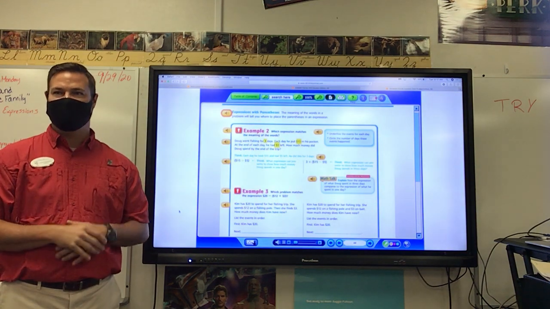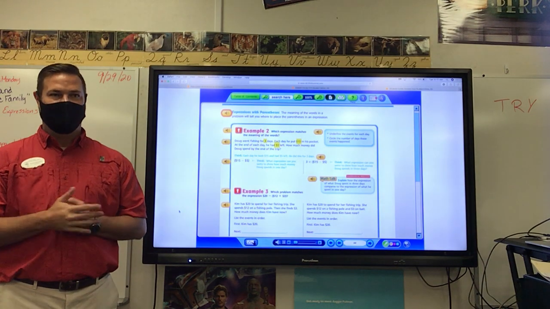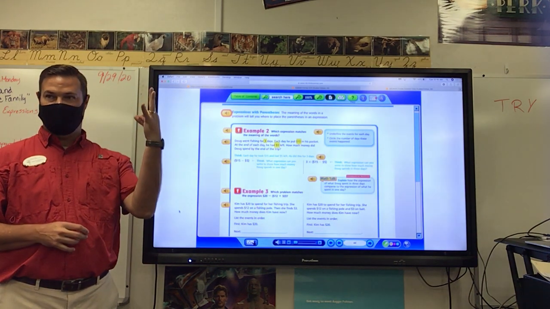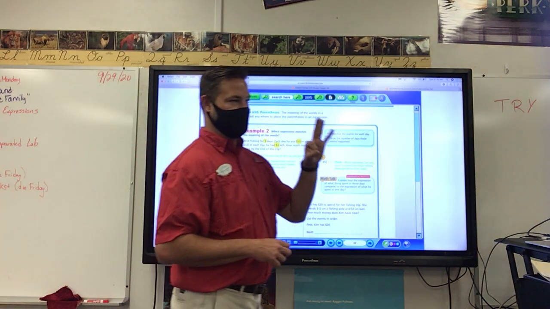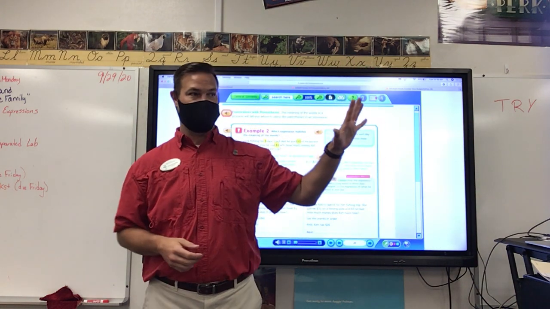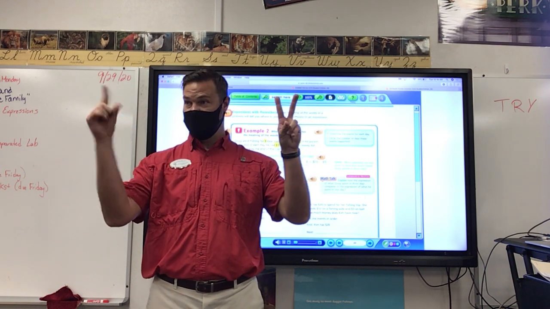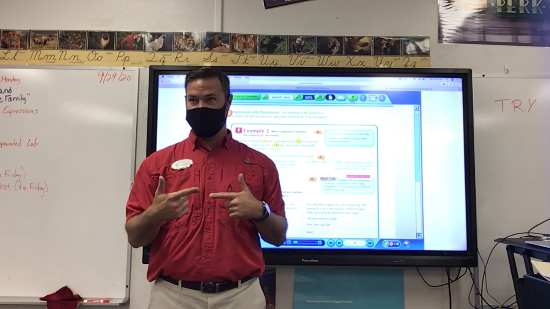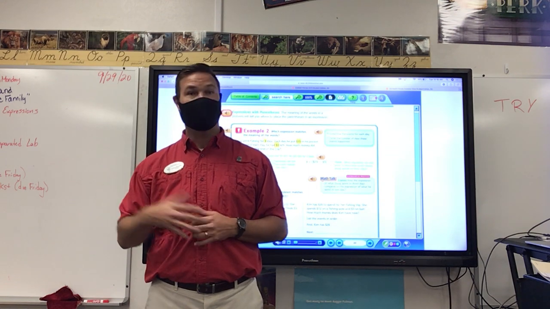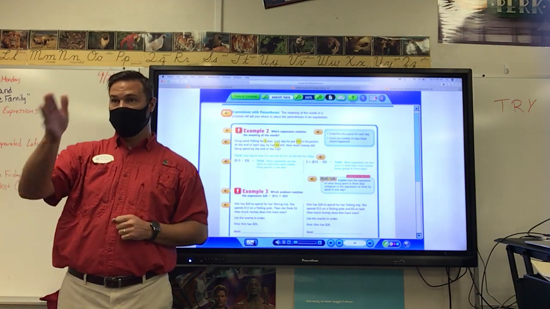What's your key word here? Let me give you another hint. How many numbers do you see here? 3. And if you see 3 numbers, that means you're going to do 2 steps. If they give you 5 numbers, you're going to do 4 steps. If they give you 2 numbers, you're going to do 1 step. See how this works? However many numbers there are, you're going to do 1 less step. So there are 3 numbers, which means you have to do 2 steps.